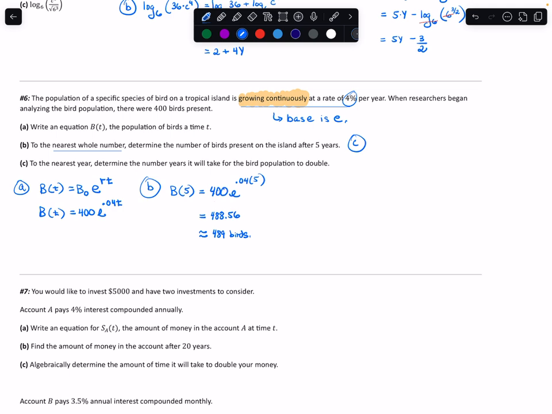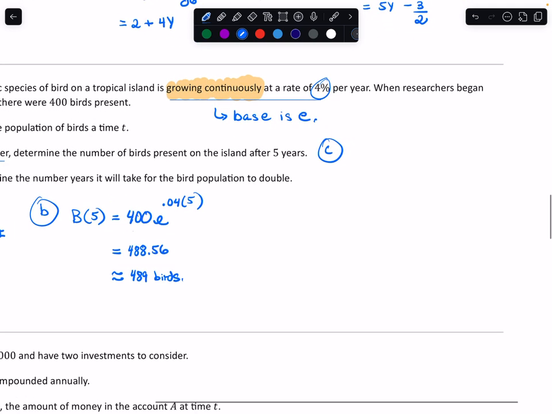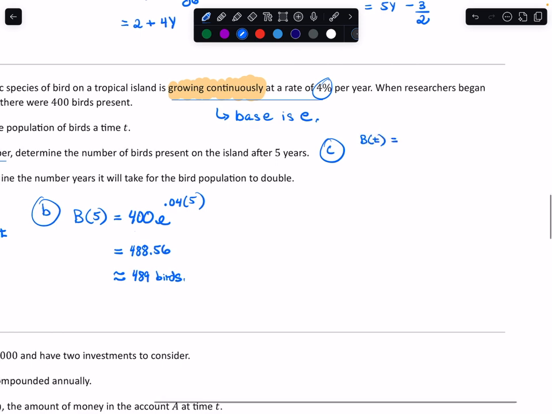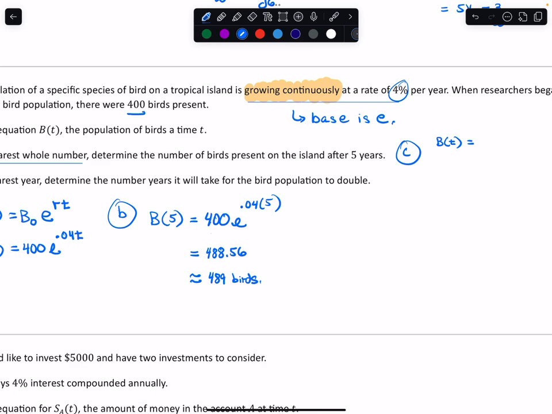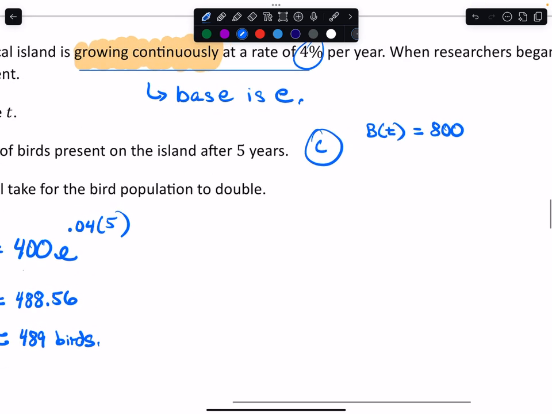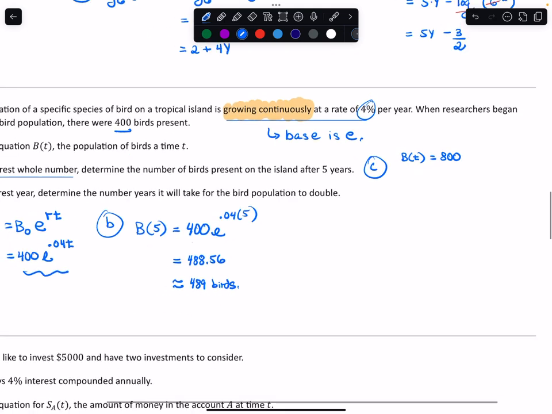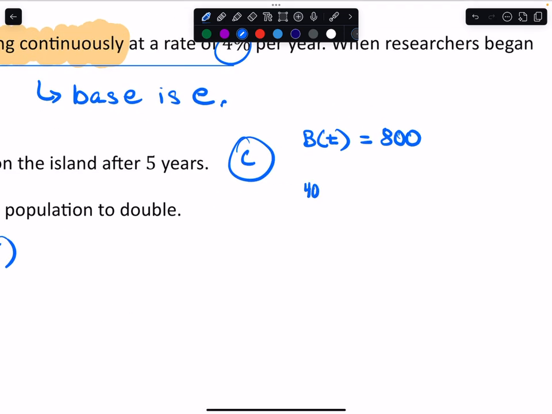Completely natural question. So what they are asking in C is they're trying to figure out at what time t will B of t equal double. We started with 400, so double would be 800, which means I have to take my exponential function, my growth model here, and set it equal to 800. So I have 400e to the 0.04t is equal to 800. Okay, I would divide both sides by 400, so I have e to the 0.04t equals 2.